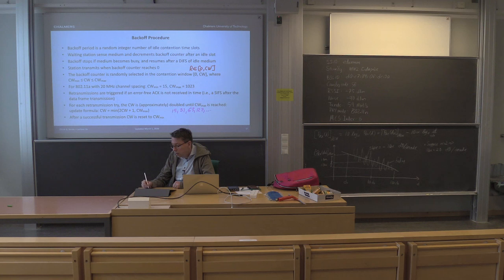127 and up, until we reach 1023, and then it's 1023 for any retransmissions after that. Now, if a transmission is successful, then we go back to 15 again. So for the next frame, if it's lost, then we start at 15 again.